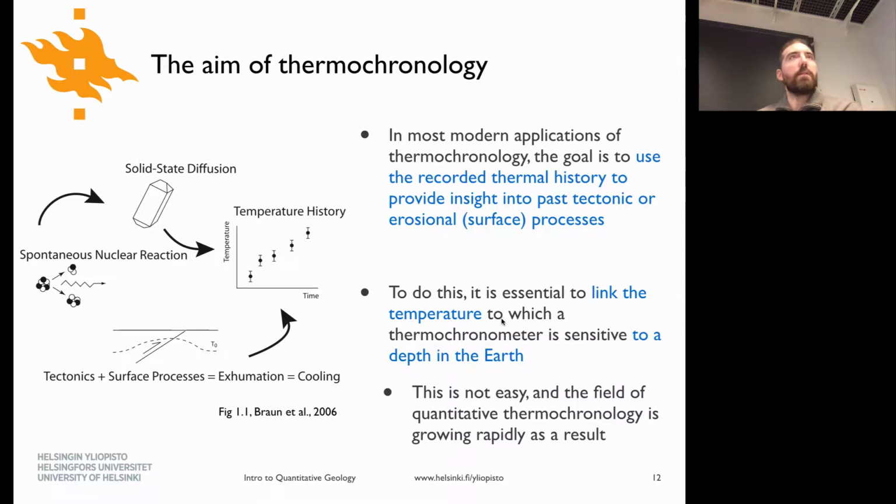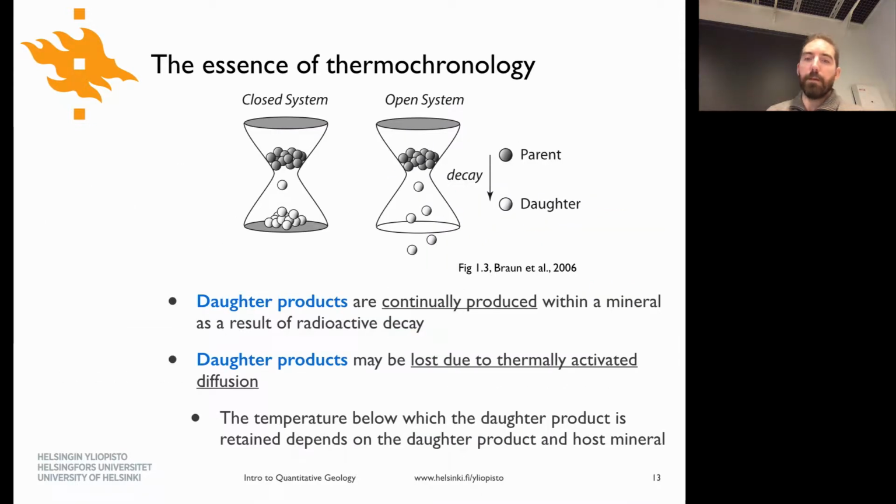So this turns out not to be a very simple thing to do, to relate this temperature to a depth in the Earth. I mean, there's some ways you can do it by just assuming that temperature increases at some constant rate with depth, but that's not really often the case in places where you apply thermochronology. So there's some slides about this in the stuff we won't go through, but you can take my word for the moment.